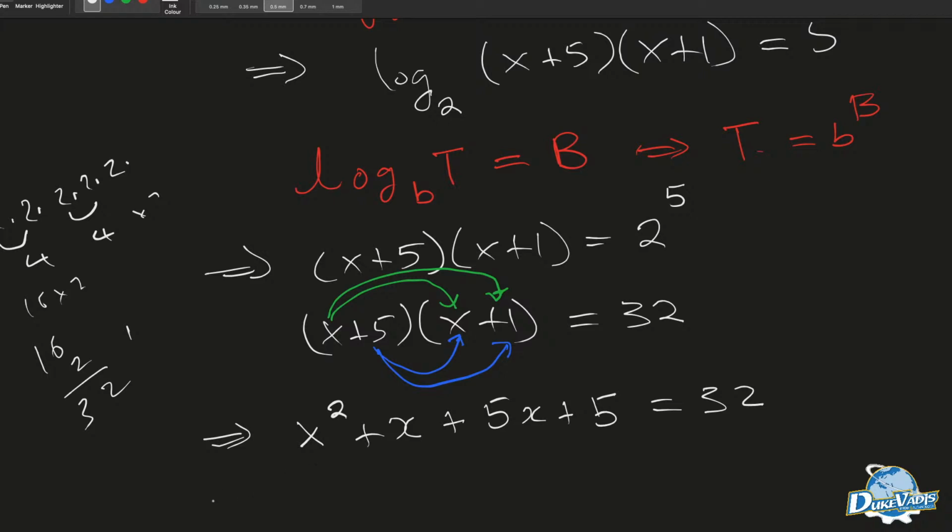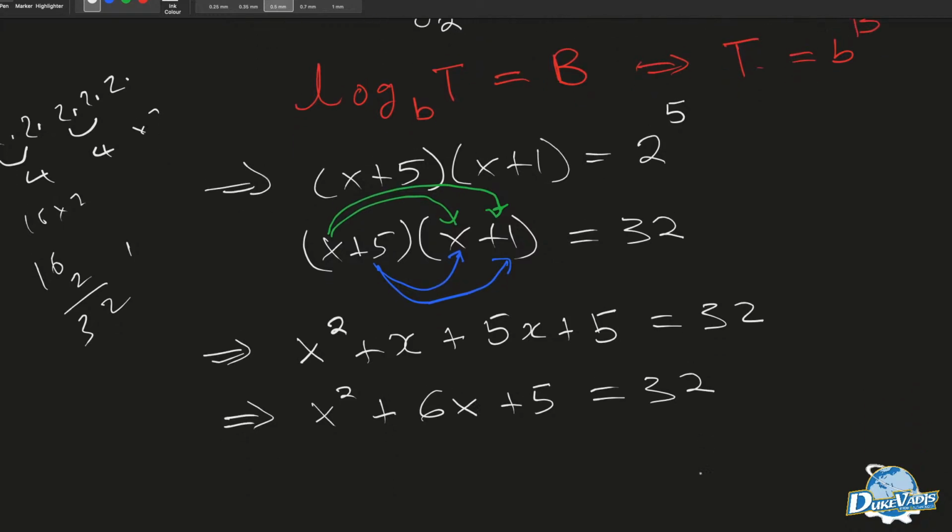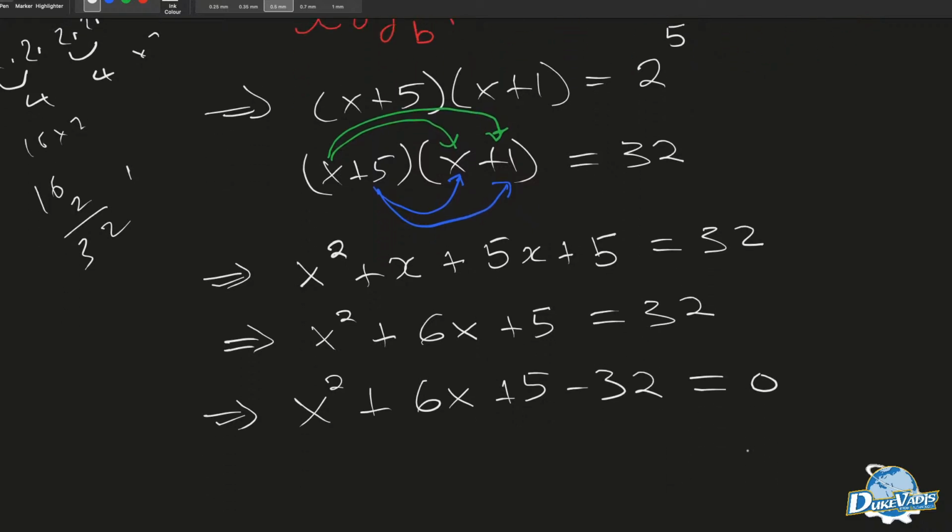I'm trying as much as possible to break it down so everybody will be able to get it. So x plus 5x will give us 6x plus 5. Friends, it's becoming easier. So we have x squared plus 6x plus 5. When we bring our equation together, we get plus 5 minus 32 is equal to 0. Friends, it's becoming simple, isn't it?